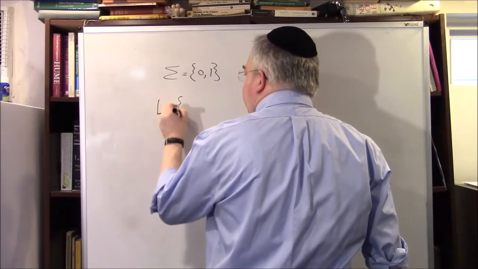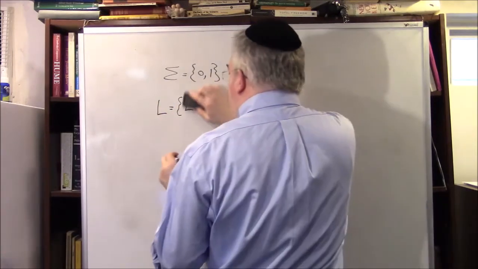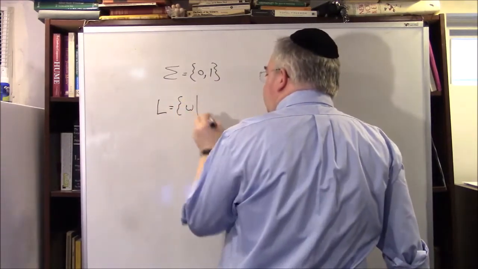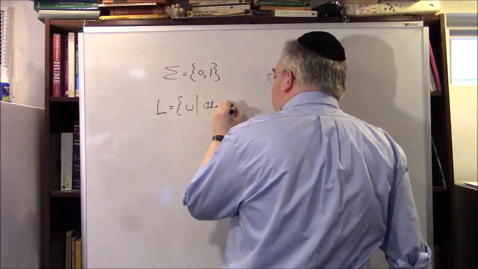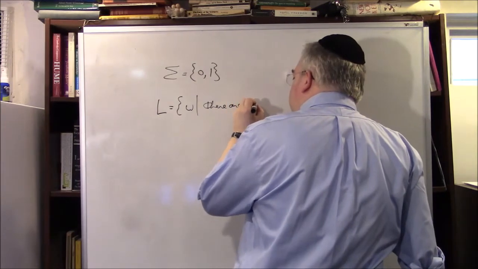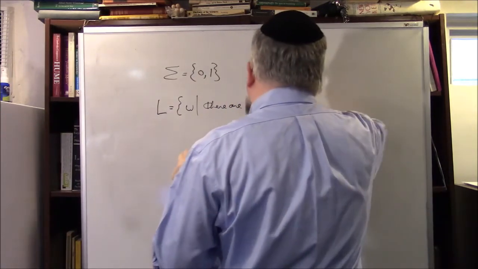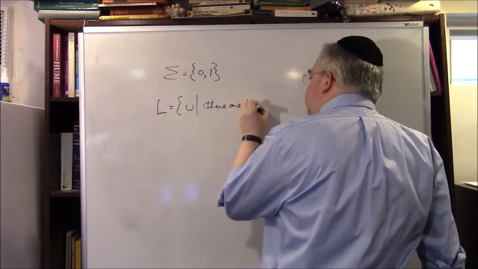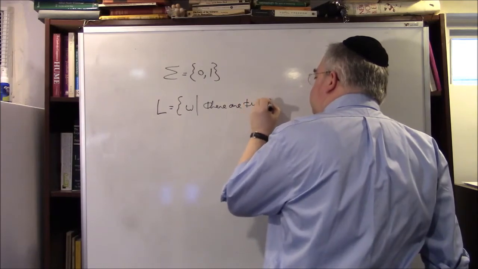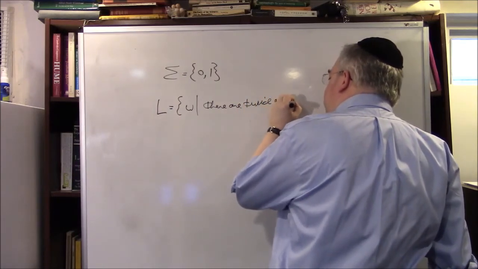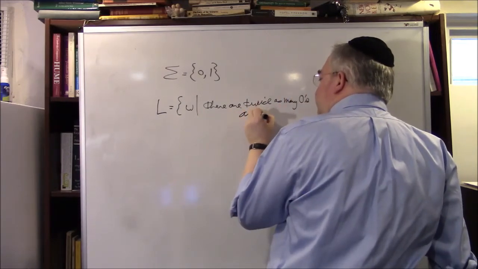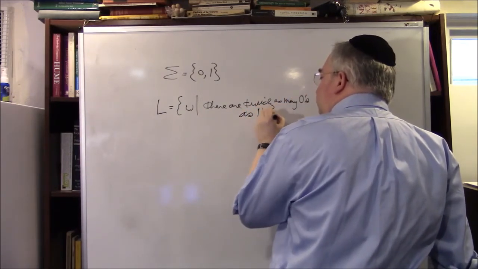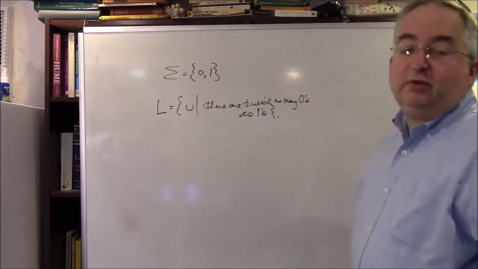L equals L, those words such that there are twice as many zeros as ones. There are twice as many zeros as ones.